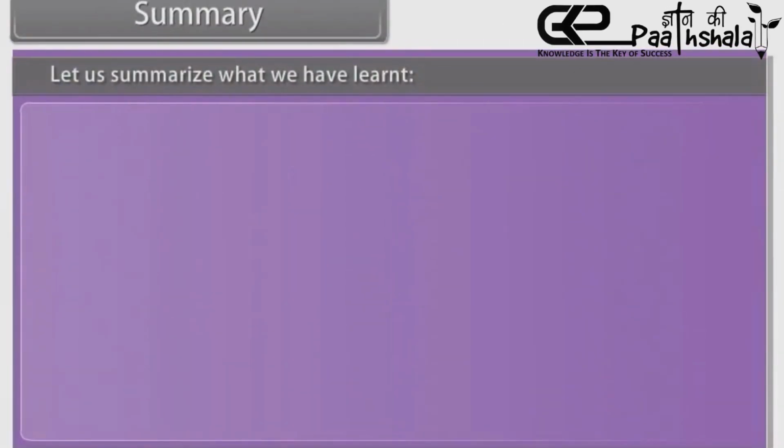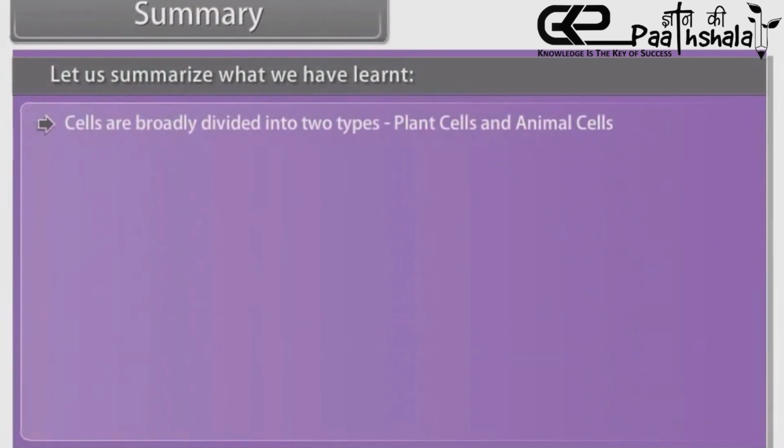Summary. Let us summarize what we have learnt. Cells are broadly divided into two types, plant cells and animal cells.